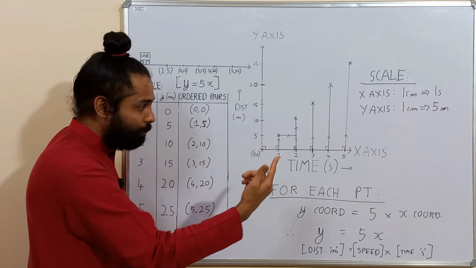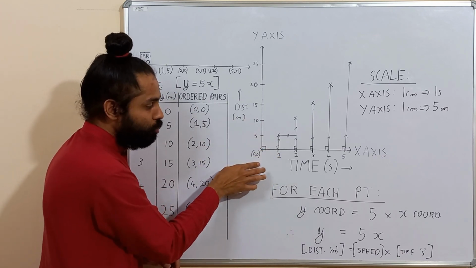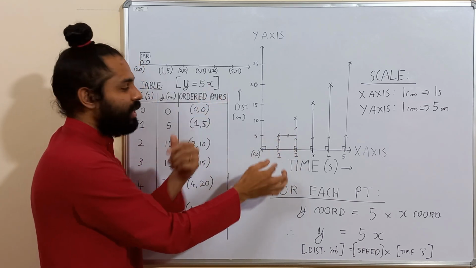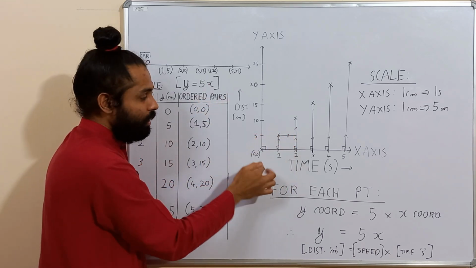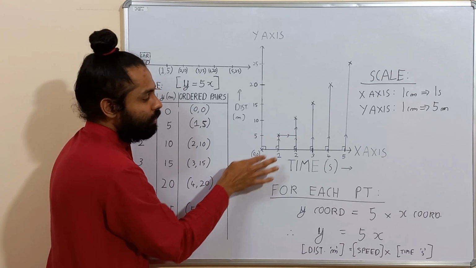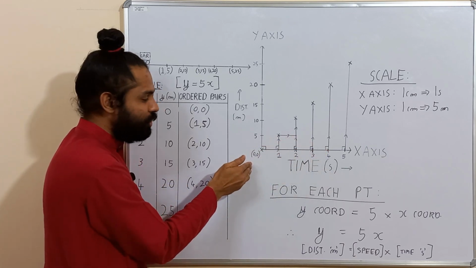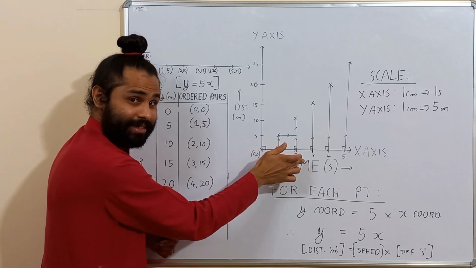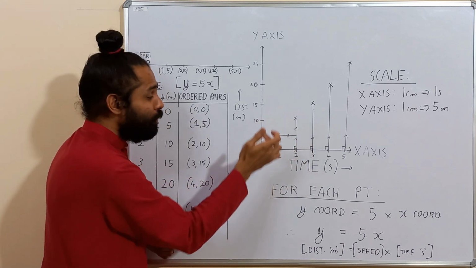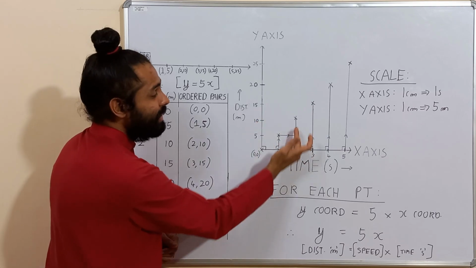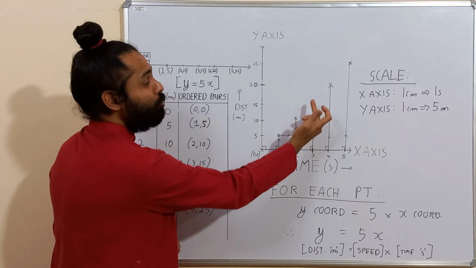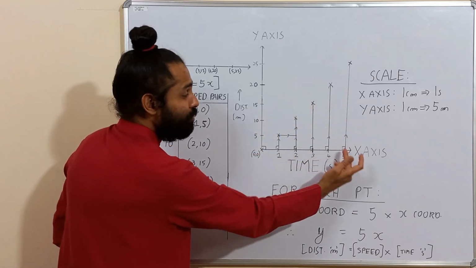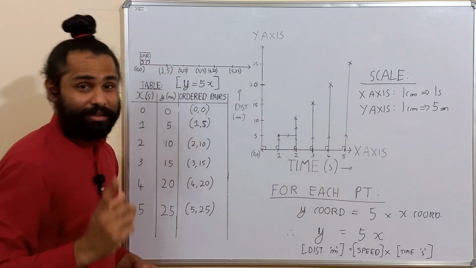And we can see that with a couple of examples. For the first point, you moved 1 along the x, and you moved 1 into 5 along the y. For the second point after the origin, you moved 2 along the x, and how much did you move along the y? 2 times 5, 10 along the y. 3 into 5, 15. 4 into 5, 20. 5 into 5, 25, right?